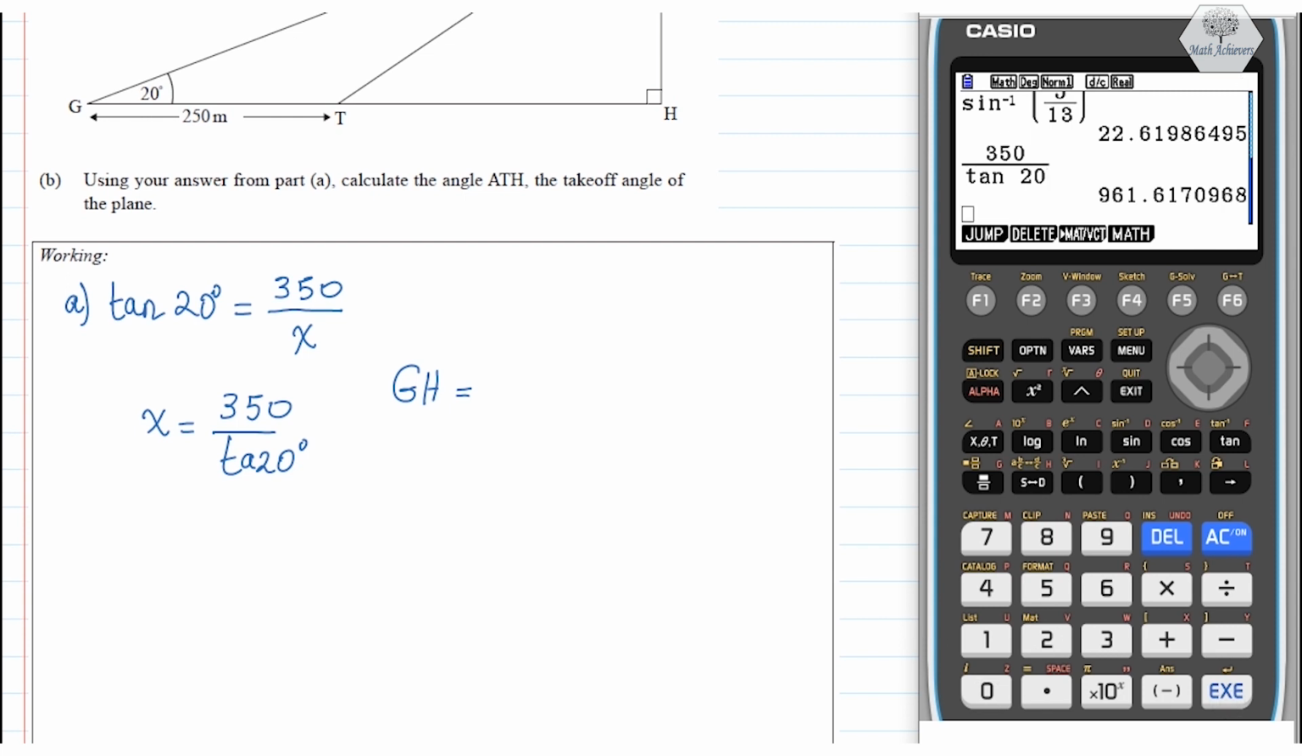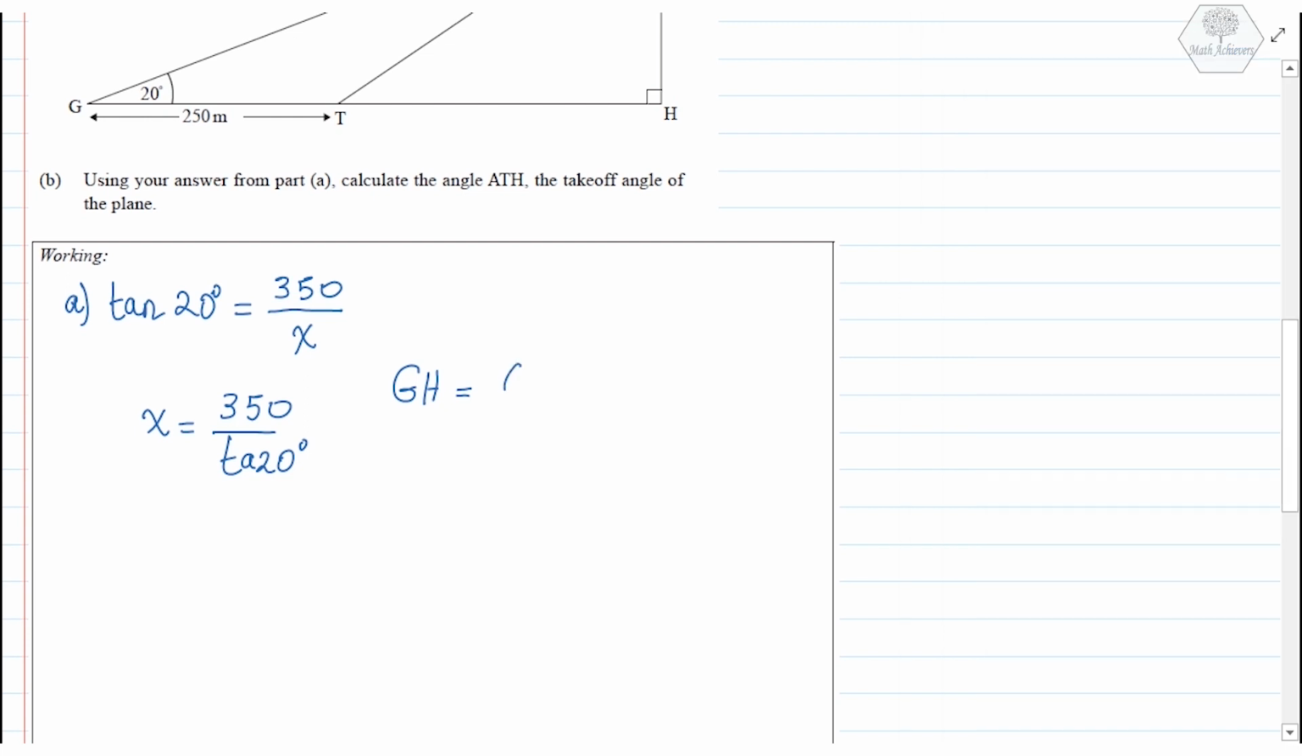And this is equal to 961.6. Because they wanted it to the nearest meter, I round to the nearest meter. The 6 will round the 1 up, so it will be 962 meters. This is the first solution, which is GH.